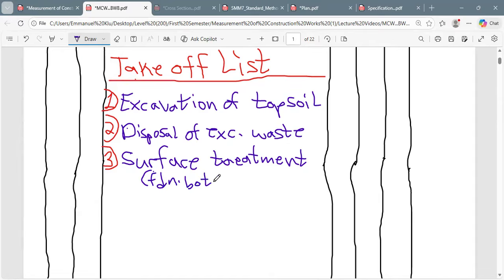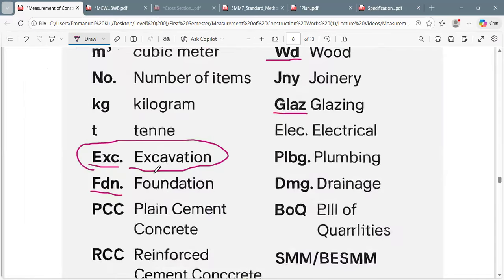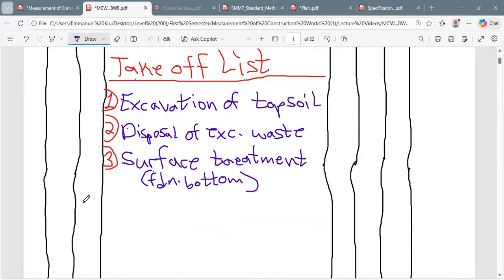You see the way I've written the foundation again. Don't get confused because I showed you the shortcuts. You see how they've written foundation also over here. It is all a matter of shortcuts, and these are the languages of measurement of construction works.